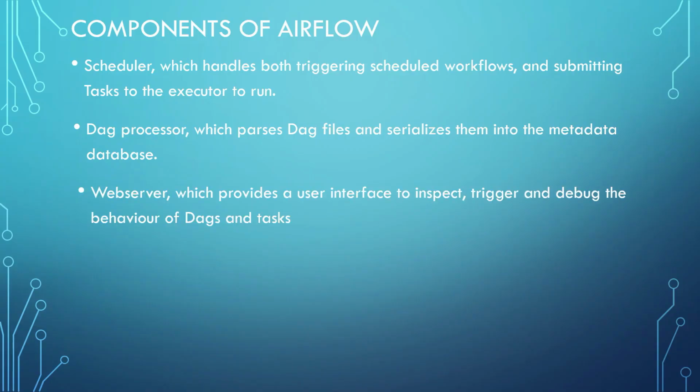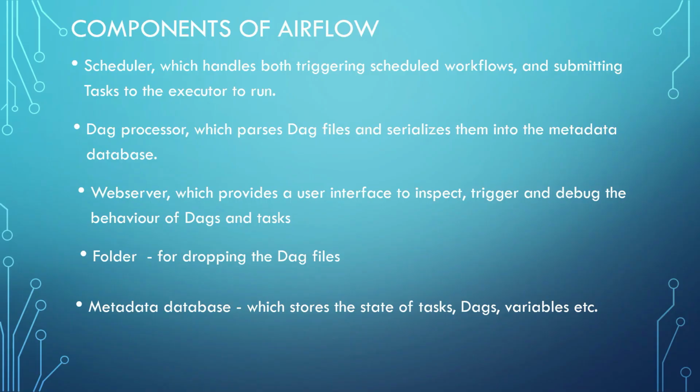Web server provides a user interface to inspect, trigger, and debug the behavior of DAGs and tasks. So we can see in the web UI which tasks are completed, which failed, etc. Then there is a folder. This folder is where we drop our DAG files. That means we write the DAG file, put it into a folder, then the DAG processor will read the file and put it into the database. Metadata DB stores DAGs, the state of the tasks, and other details.